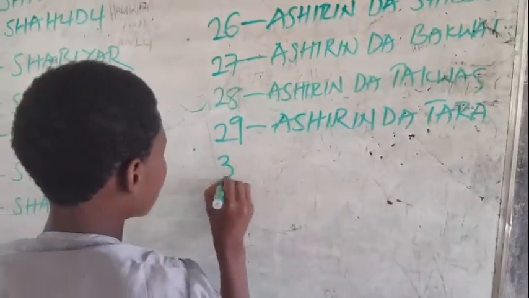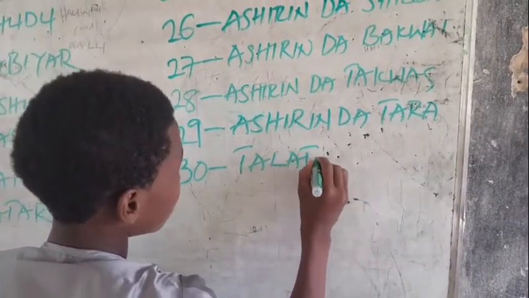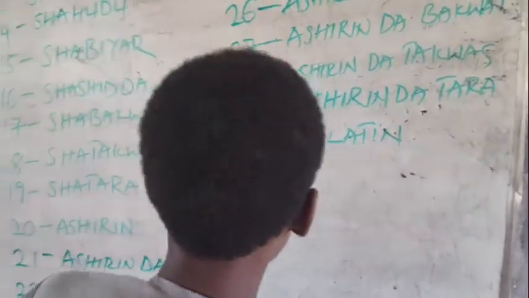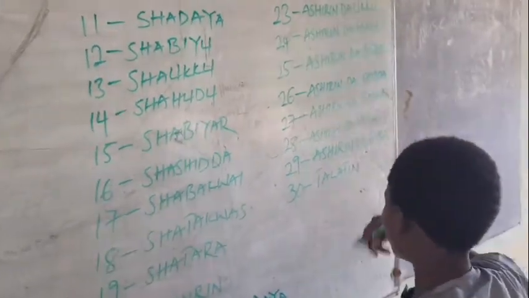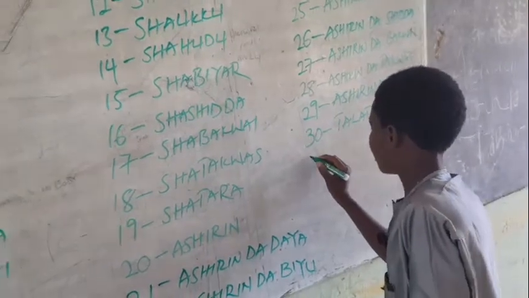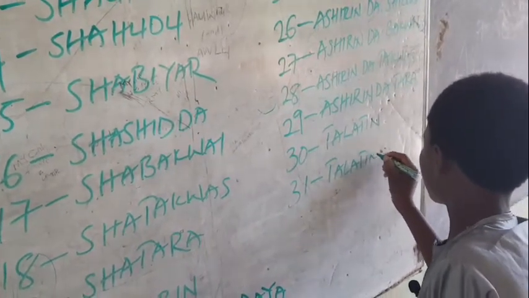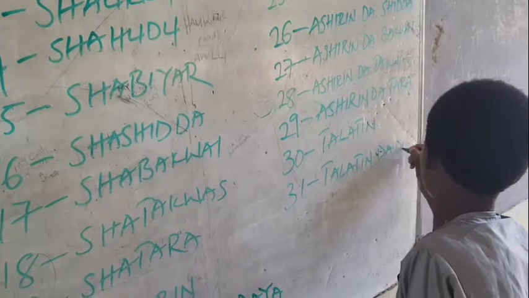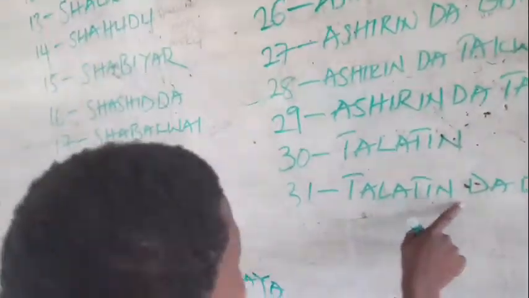While 30 is Talatin. So as you call here from 20, you call it ashirin. As we have written here 30, then you call it Talatin. When you are going to proceed to 31, you say Talatin da daya. As you can see here, it has changed from ashirin to Talatin. Here is ashirin da daya, while here is Talatin da daya.